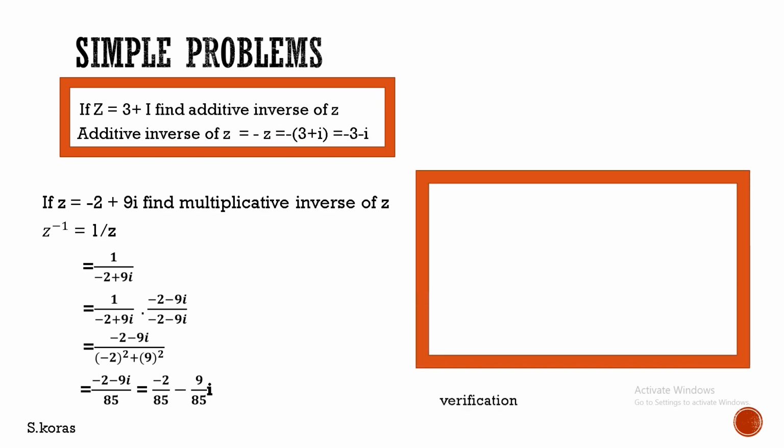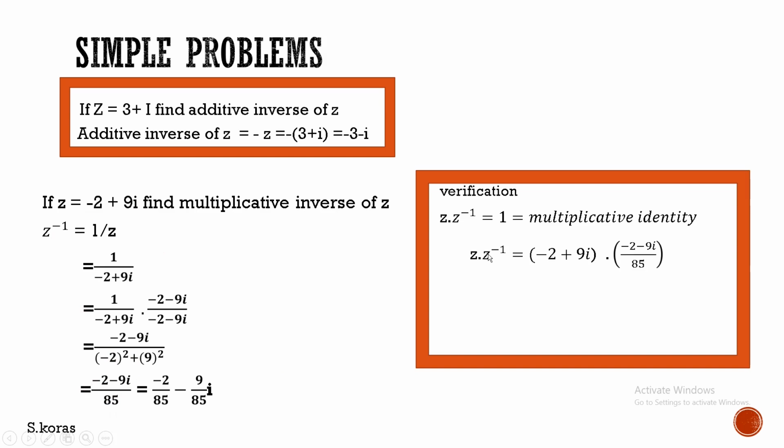Right. Now let us try to verify this. Is it proved in the formula? That is z into z inverse. You have to get the multiplicative identity. Multiplicative identity is 1. So z into z inverse must be equal to 1. Let us take the same z and the same z inverse. That is z into z inverse is equal to minus 2 plus 9i, and z inverse is equal to minus 2 minus 9i by 85.